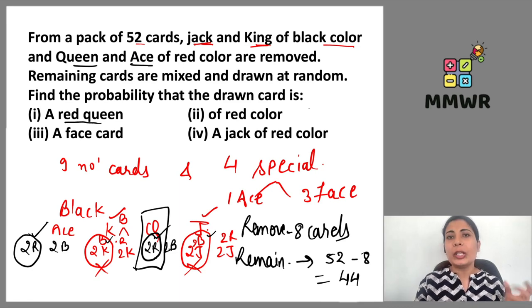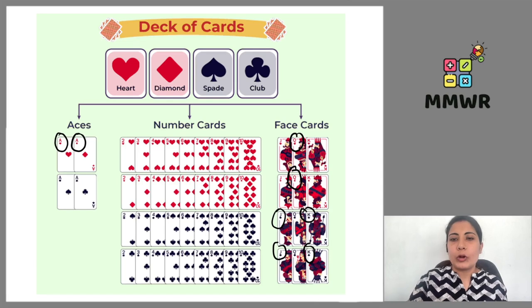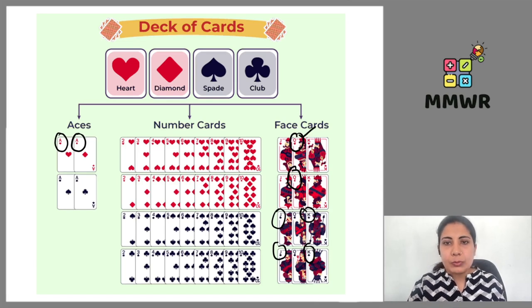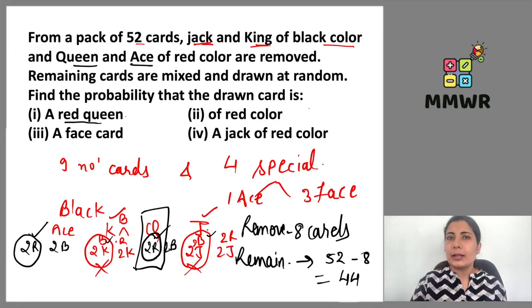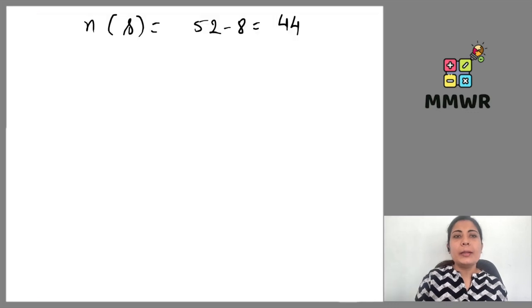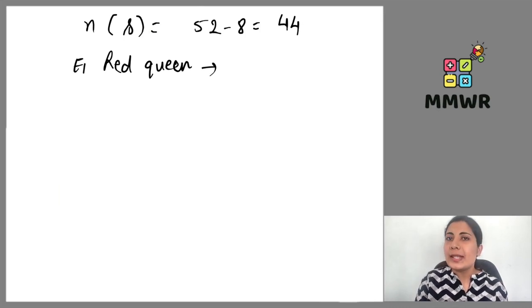The red color queen we have already removed, so its probability will be 0, because we have already removed the red color queen. Look, both the queens of red color we have removed. So now only the black color queen is available, and they have asked for the probability of a red color queen. So for the red queen, how many red queens are there? This is the first event, event 1. So for event 1, how many red queens are there?